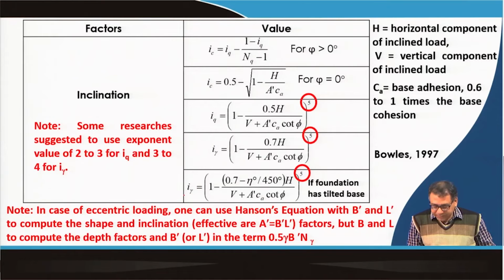And then these factors you again have to calculate, because this is effective area, whether A or B does not matter, it is area. Again, the other things are the same as I discussed, and for eccentric loading you remember where you have to use L dash and B dash, and where you have to use L and B. Okay.